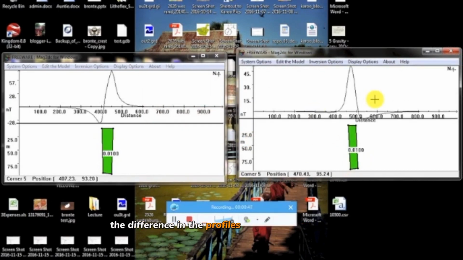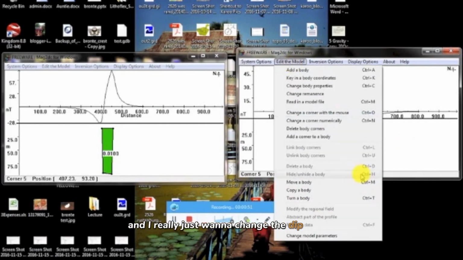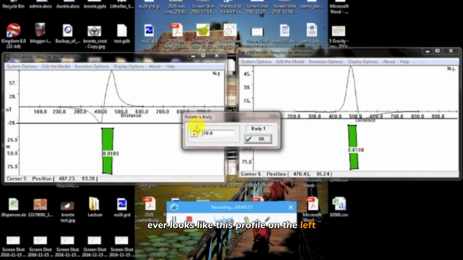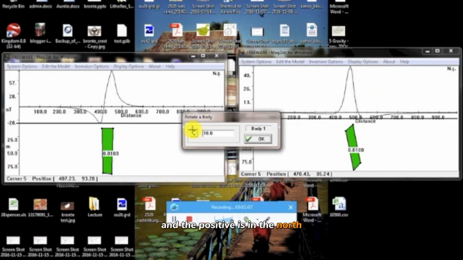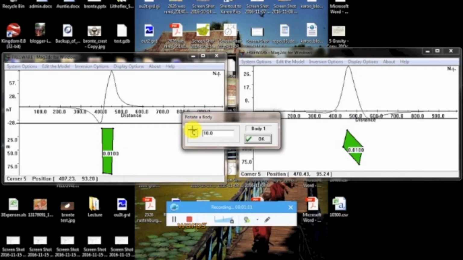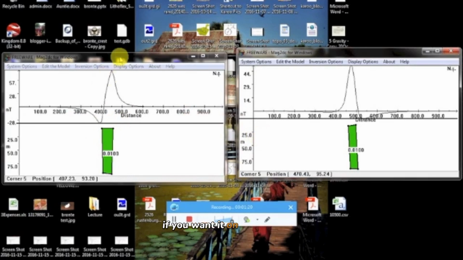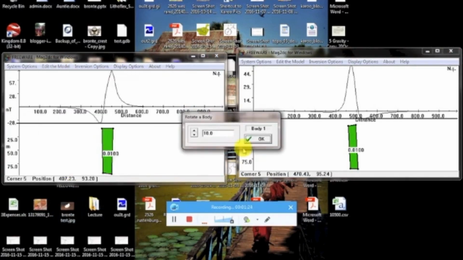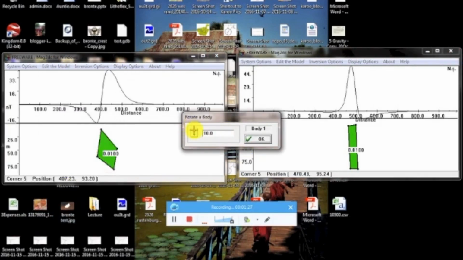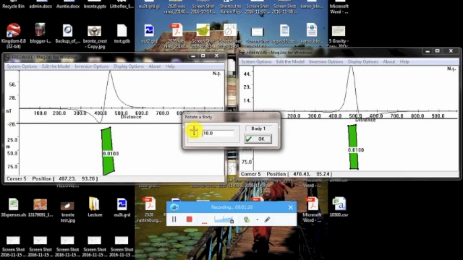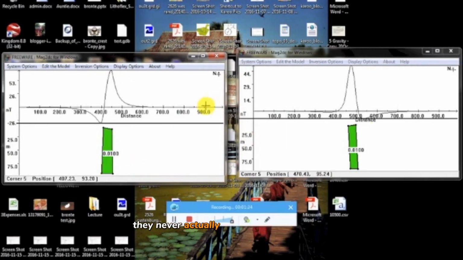You can see the difference in the profiles because of the bearings. And now I really just want to change the dip of this profile on the right to see if it ever looks like this profile on the left. And so this is the dip in degrees. So I'm going to change it by 10. And so we're going to see, is it ever that the negative is in the south here and the positive is in the north? And you can see as it turns it warps the body slightly. But you can see that it's never the case that it looks like a north-south profile. And you could do the same if you wanted on this one here. Try rotate it. And see. But yeah, even though you're tilting the body, they never actually have the same anomaly.